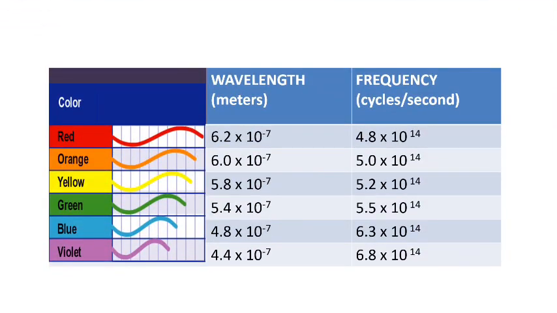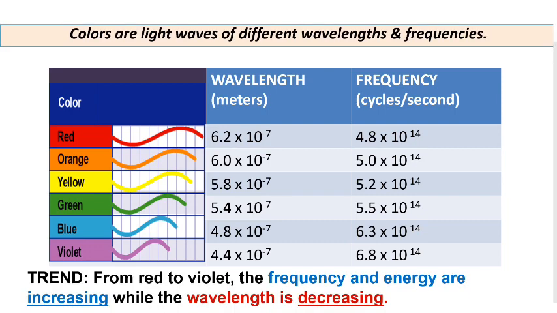Here is a table of the wavelength and frequency of the different colors. Colors are light waves of different wavelengths and frequencies. What trend do you notice from the table? From red to violet, the frequency and energy are increasing, while the wavelength is decreasing.